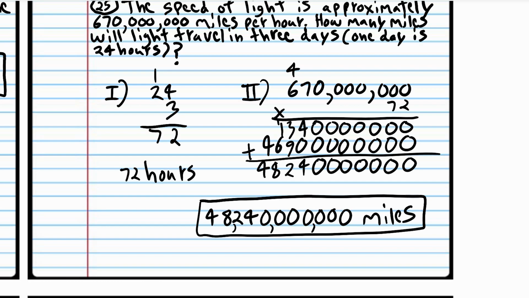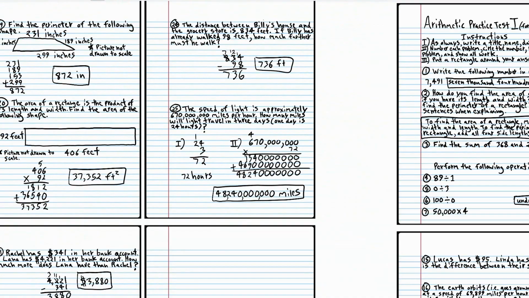Let me just check that last one with the calculator. 72 times 670 million. Yep, that looks right. Yep, pretty sure that's right. All right, so that's the end of that practice test.